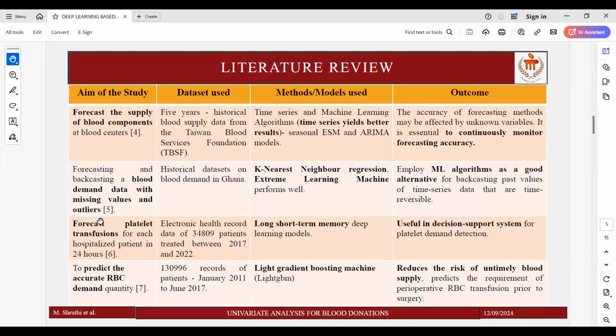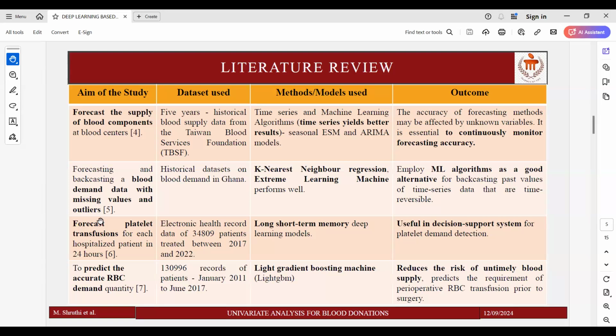Different methods and models were used, comprising both time series and machine learning models. The first study concluded that the seasonal exponential smoothing model and autoregressive integrated moving average models were better. But the outcome said that there may be other unknown variables which may affect the accuracy of forecasting, so it needs to be monitored. The second paper employed ML algorithms because time series is not effective in dealing with missing values, outliers, and discrepancies in real-world data. K nearest neighbor regression and extreme learning machine performed well in this case.